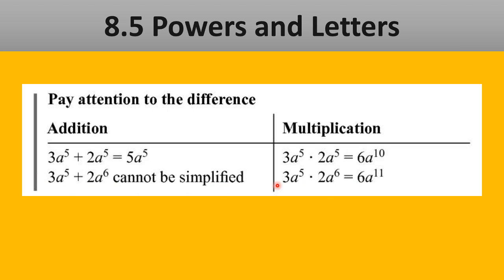Here I can't. Just do 3 times 2, and a to the 5th times a to the 6th means a to the 5 plus 6 is 11. This is of major importance. And of course you have enough time to practice this. We have 2 paragraphs after this as well. So don't worry too much if you find that this is quite a lot at this time.